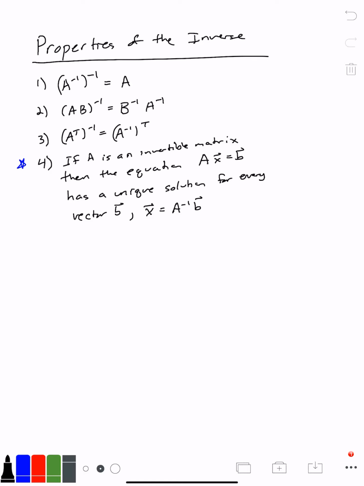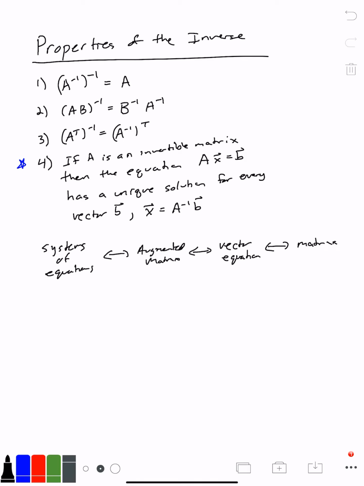So this property here actually gives a lot of different things. Remember we talked about before, we had systems of equations, and those are basically the same thing as having the augmented matrix, which is the same thing as having a vector equation, and also the same thing as having a matrix equation, AX equal to B. And so this property here, even though it only talks about matrix equations, it's really talking about all of these things since they're all the same thing under different points of view.